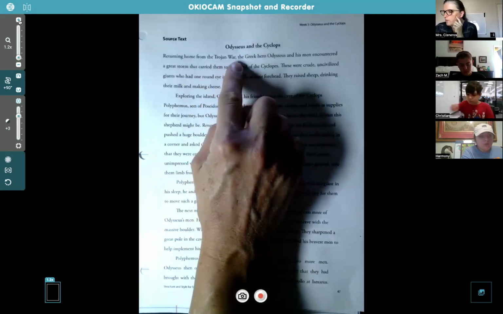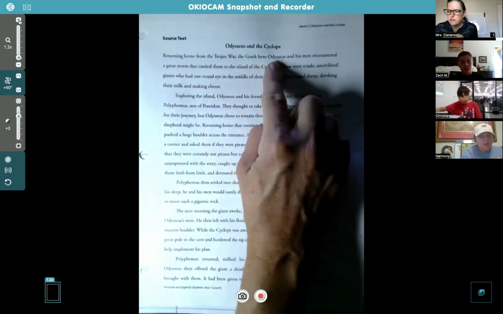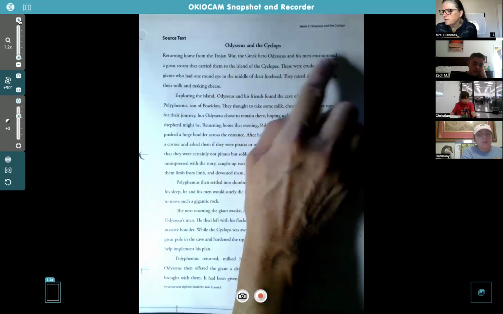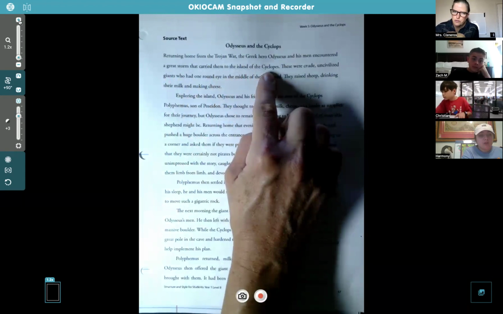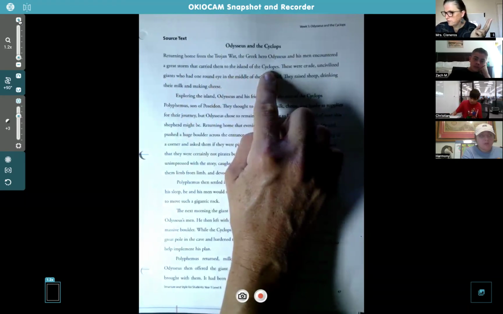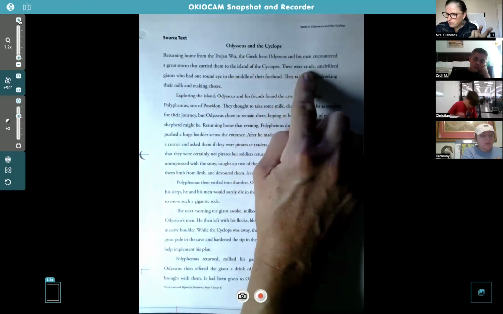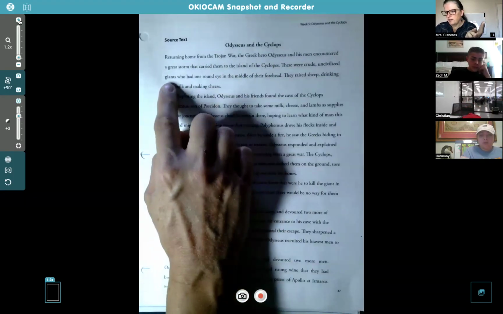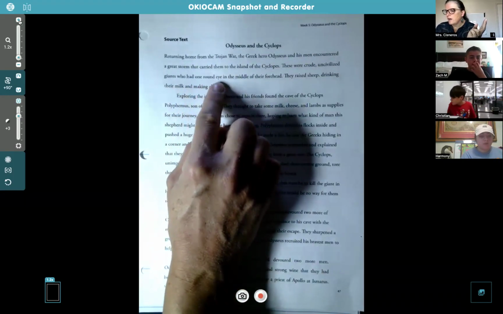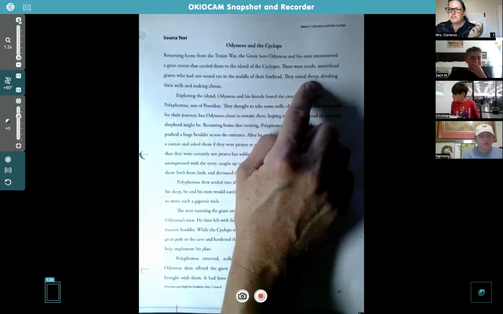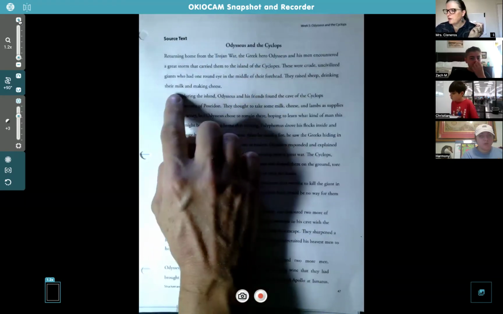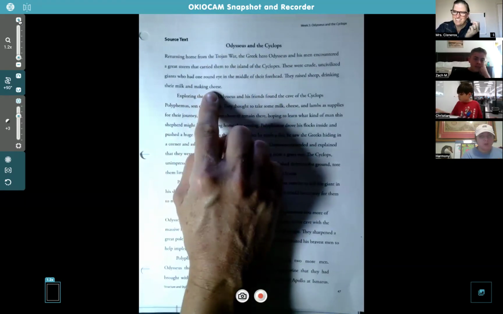Returning home from the Trojan War, the Greek hero Odysseus and his men encountered a great storm that carried them to the island of the Cyclopes. Now, Cyclopes is plural for Cyclops. So Cyclops is one, Cyclopes is more than one. These were crude, uncivilized giants who had one round eye in the middle of their forehead. They raised sheep, drinking their milk and making cheese. Okay?